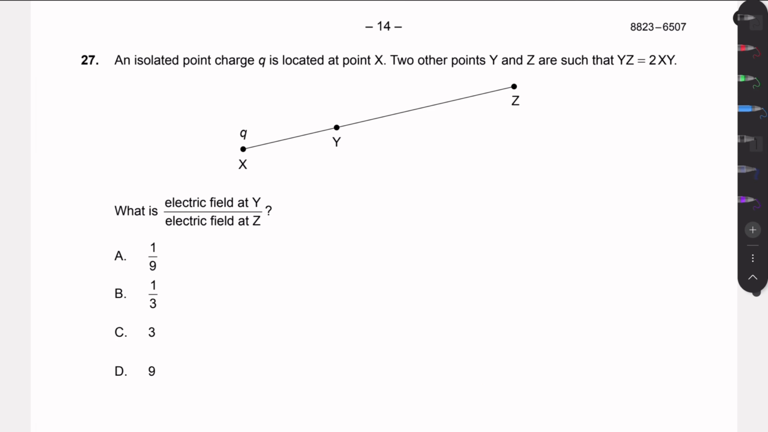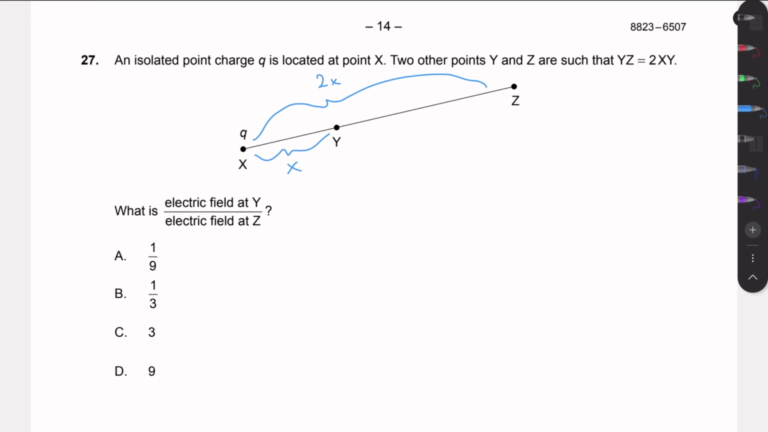This one's going to be a little bit easier, luckily. Here we're given that an isolated point charge Q is located at point X. Two other points Y and Z are such that YZ is equal to 2 times XY. So if we label this distance x, then this distance will be double that, so 2x. That's what this means here. And we need to state the electric field at Y and Z.